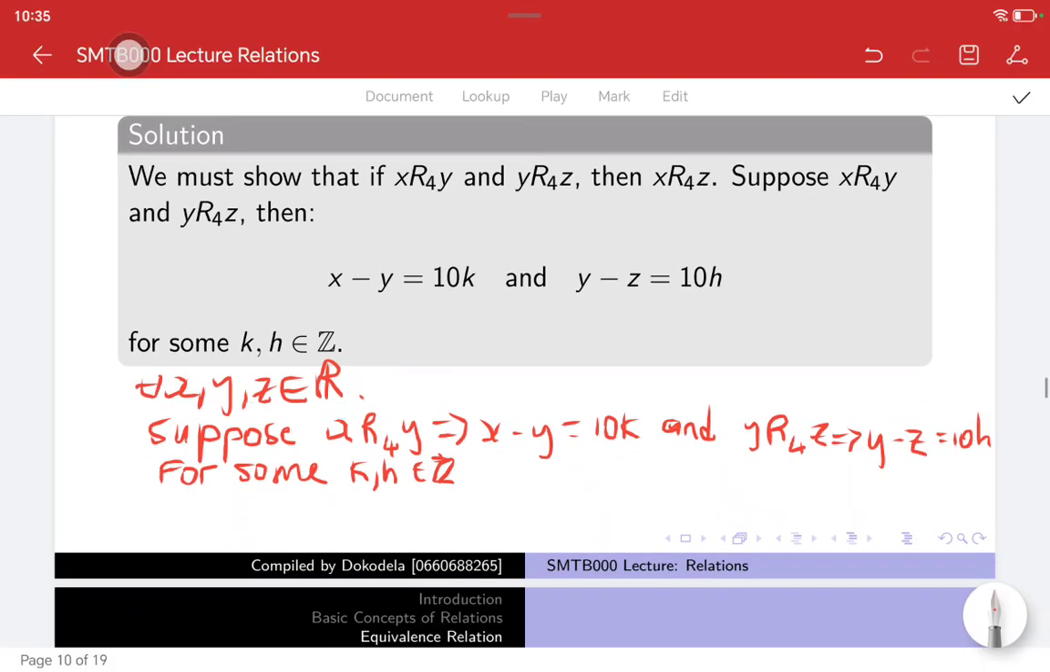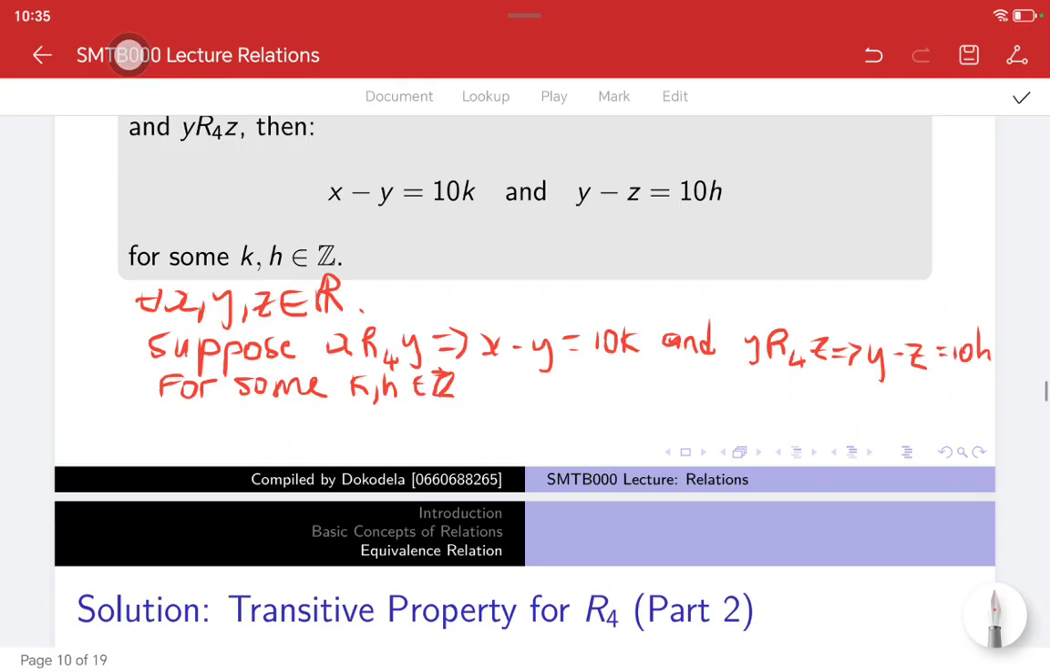Now for us to show this transitivity, we must show that this is transitive. Then what I can do here is make one thing the subject of the formula. Or if I don't want to make anything the subject of the formula, transitivity allows us to do this. Let me show you. It allows us to say x minus z. I want to show that x minus z is what is transitive.